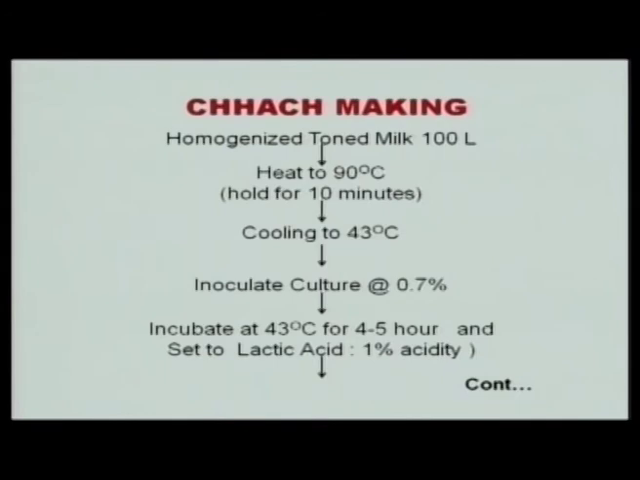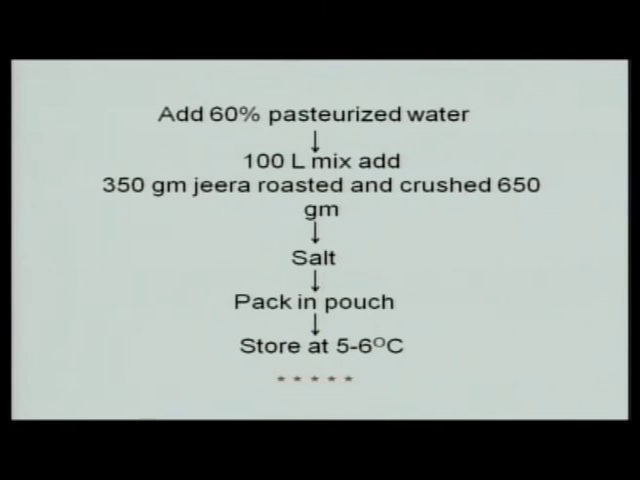And normally for preparation of chaach, we take the homogenized toned milk, heat to 90 degrees centigrade for 10 minutes, cool it to 43 degrees centigrade, inoculate the culture and then incubate for 4 to 5 hours until 1% lactic acid is reached, and then we add 60% pasteurized water and mix it. Then we add ingredients like salt and jeera, and then it is properly packed and stored. So, thank you very much.